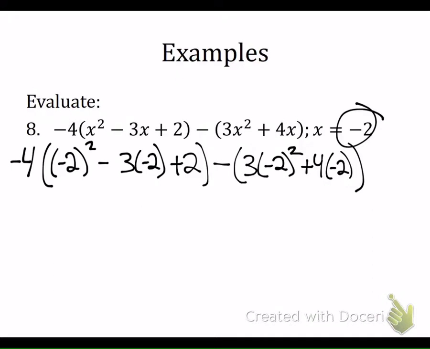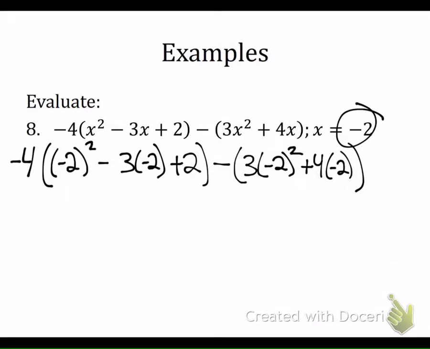All right, so that's what my next line looks like. So I still have the -4 outside in parentheses. Now I am squaring -2, so I kept it in parentheses. Still have the -3 times -2 plus 2. Close that set. Open up another one. So minus, new set of parentheses, 3 times -2 squared plus 4 times -2.